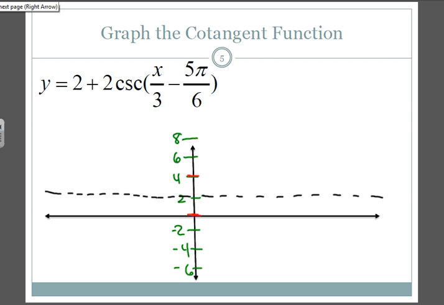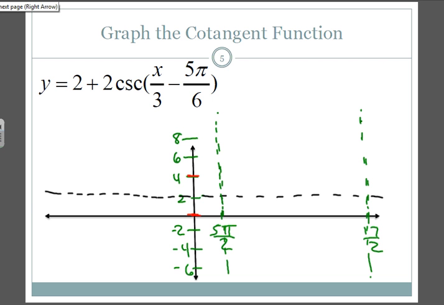So I mark those off. Next thing I'm going to do is mark my start point and my finish point. My start point is at 5 pi divided by 2. My end point is 17 pi divided by 2. And because cosecant is related to sine, remember my sine always starts with an intercept. So therefore that means that my first point will actually be in the center.